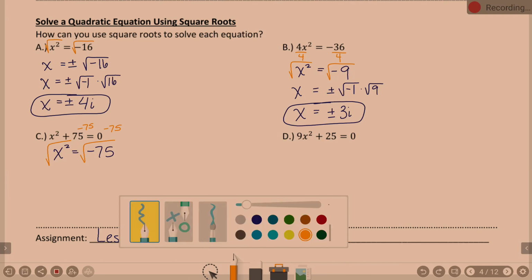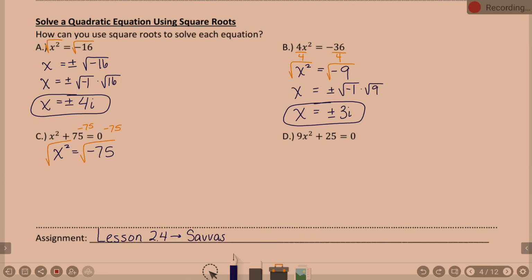Square root of x squared is x. Square root of negative 75. Plus or minus, and the negative 1. Okay, so she got the plus or minus. She separated out the negative 1.